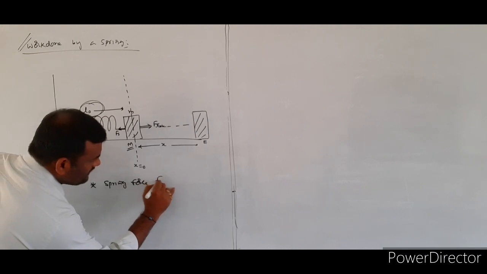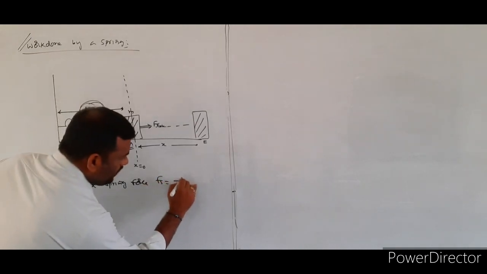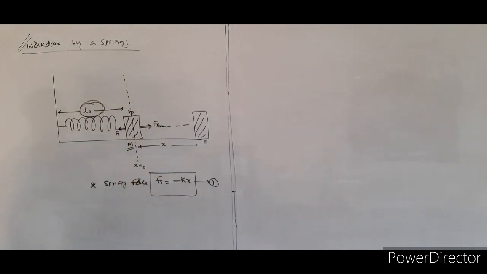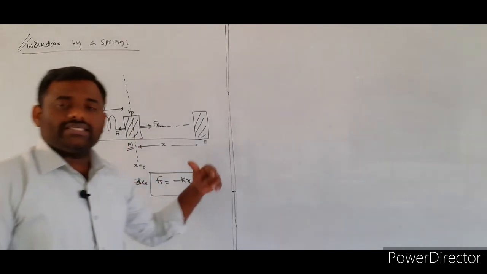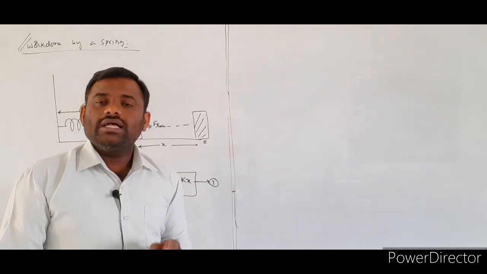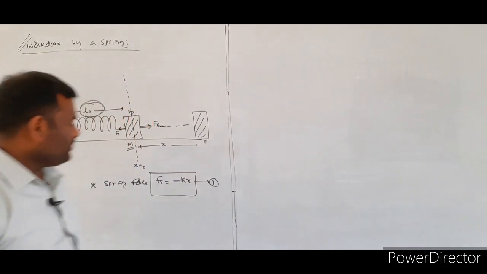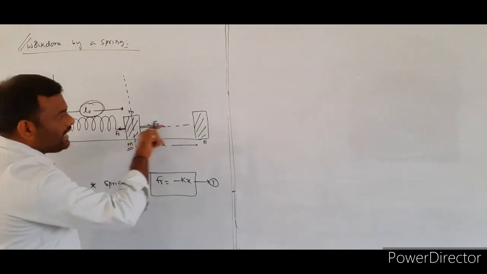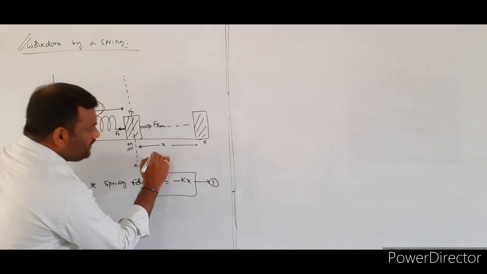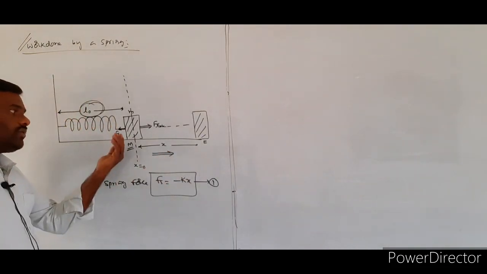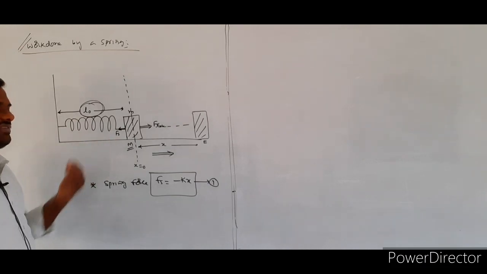The spring force is represented by Fs, and the spring force formula is Fs is equal to minus Kx. Just now we told that spring forces are conservative forces. Here the negative sign is indicating what? Whenever we elongate the spring, the displacement acts towards the right side and the restoring force acts towards the left side.